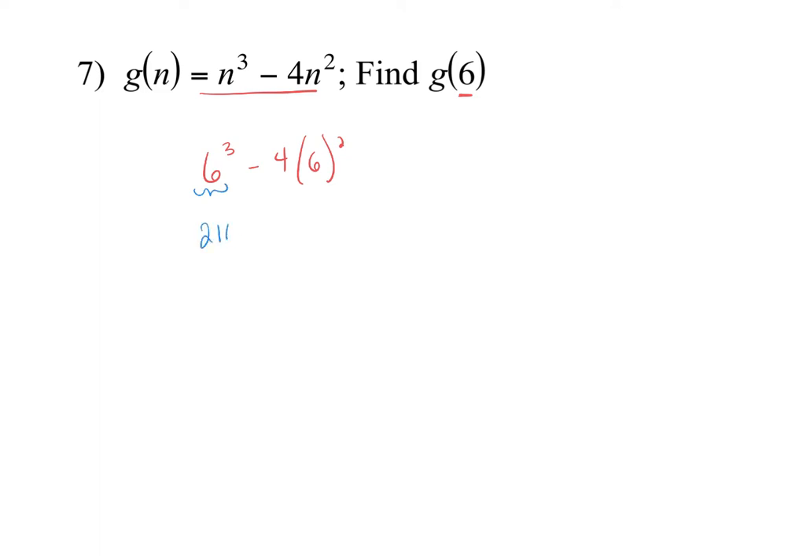exponents first, right? And then you would do your multiplication. And once you do this, right, then you're just going to do addition and subtraction. That is your answer. You don't have to do anything with this side of it. G of 6 equals that. That G of 6 is just literally saying, what am I plugging in? What is my output if I input a 6? My output is 72. All right.